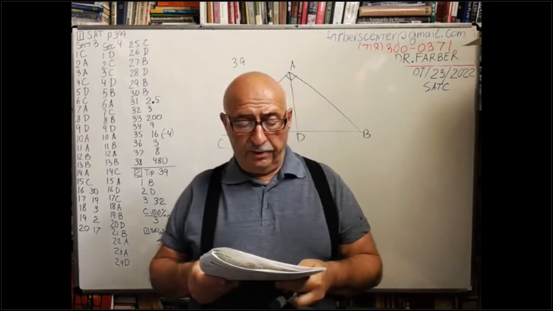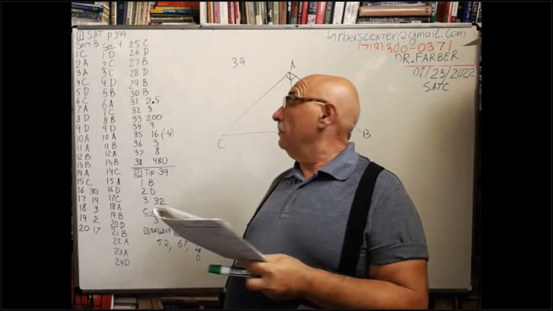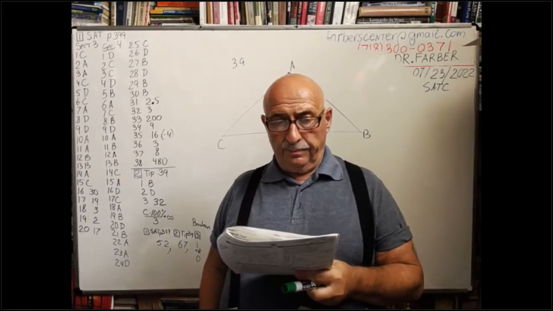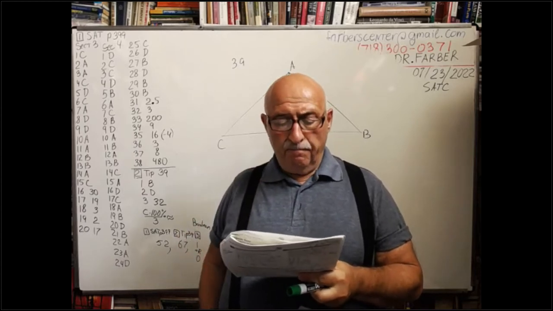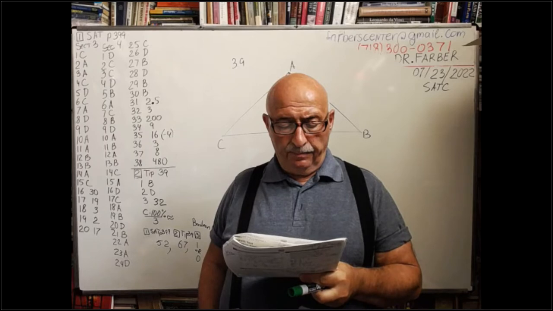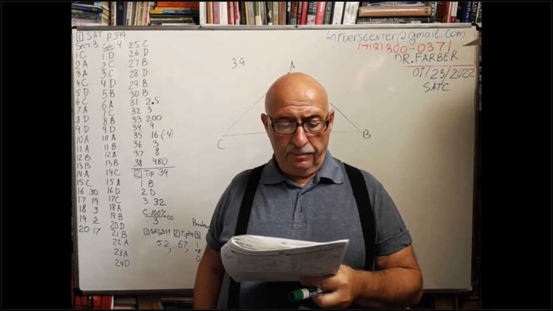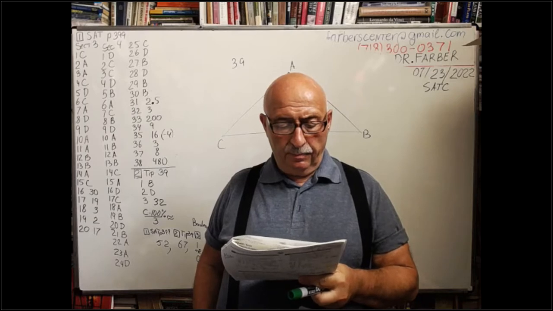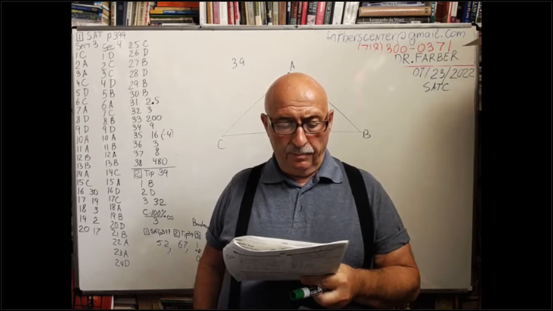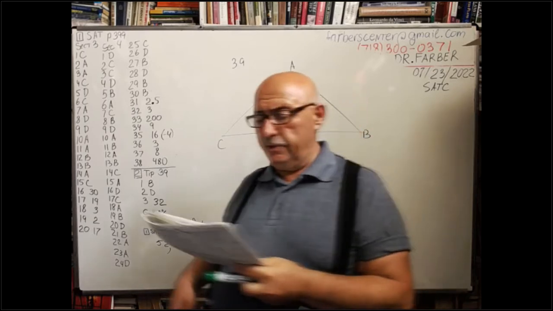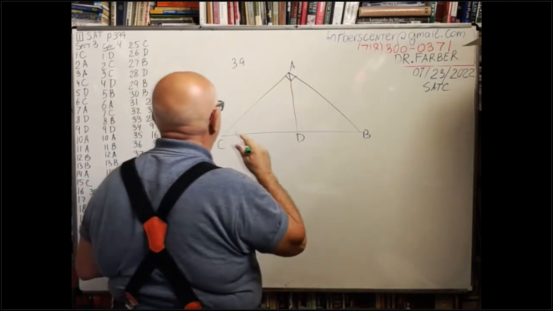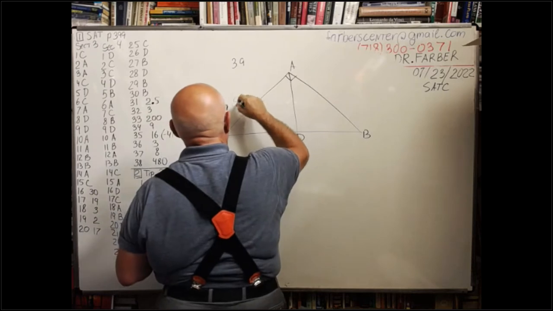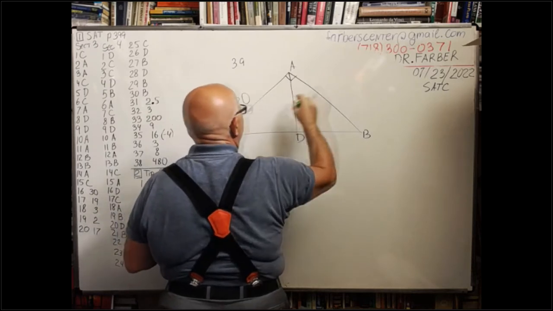Number nine, 39. In the figure above, triangle ABC is a right triangle with the right angle at A. Line segment AD is an altitude, AB equals 15 and AC equals 20. What is the area of triangle ABD?